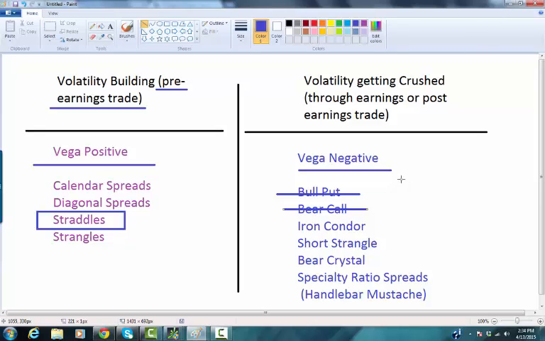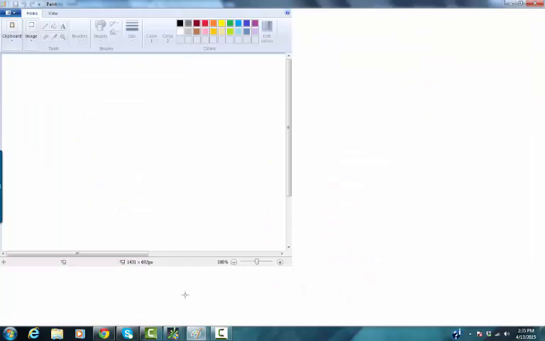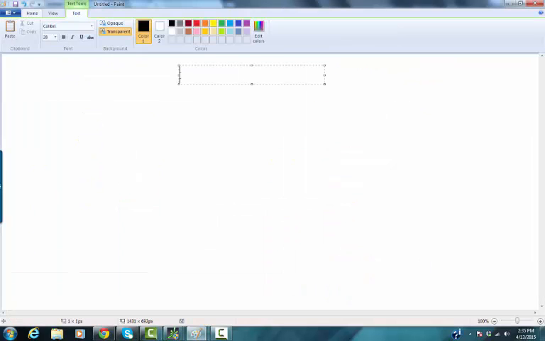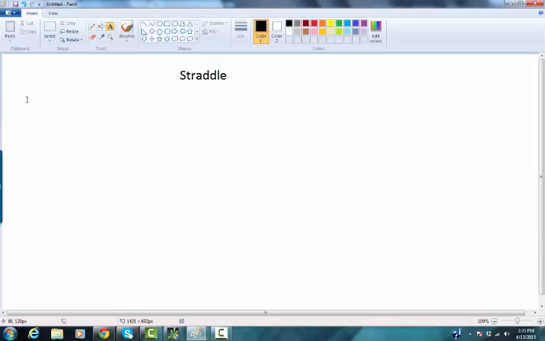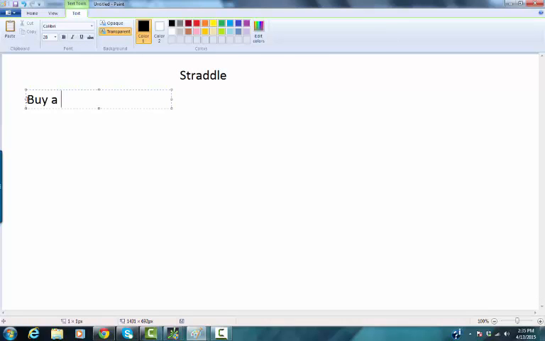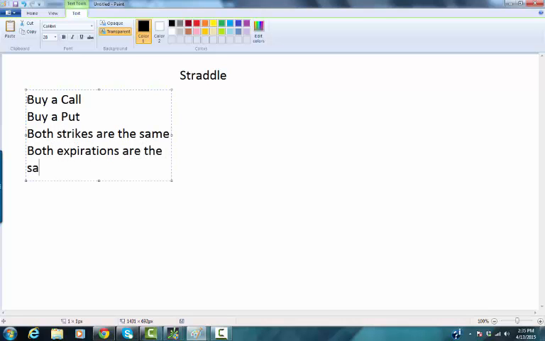Now, the most common play is a straddle, and for me, a short strangle. So we're going to focus on those two strategies. Let's start with the straddle. A straddle is a simple trade. What you do is you buy a call, you buy a put. Both strikes are the same. Both expirations are the same.